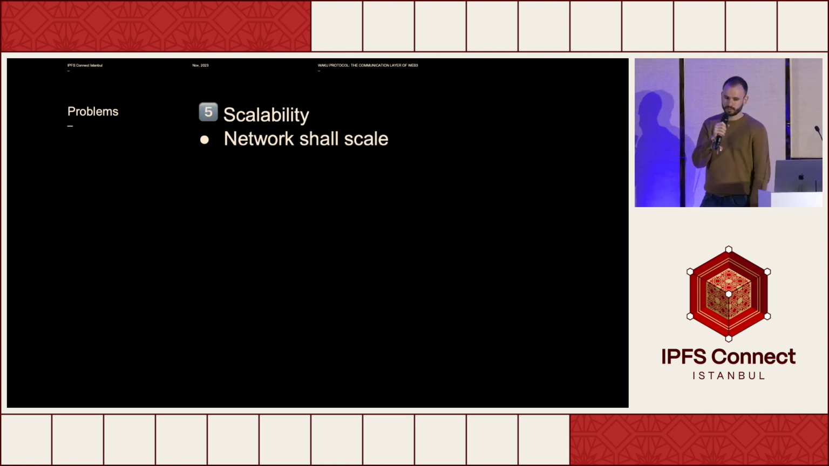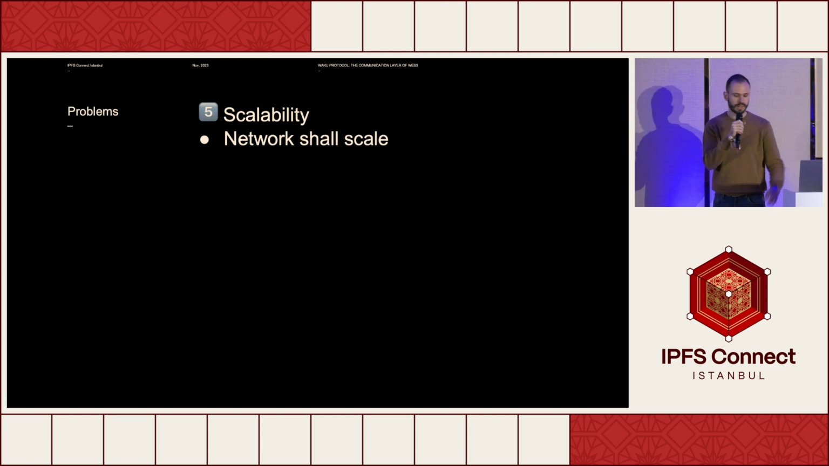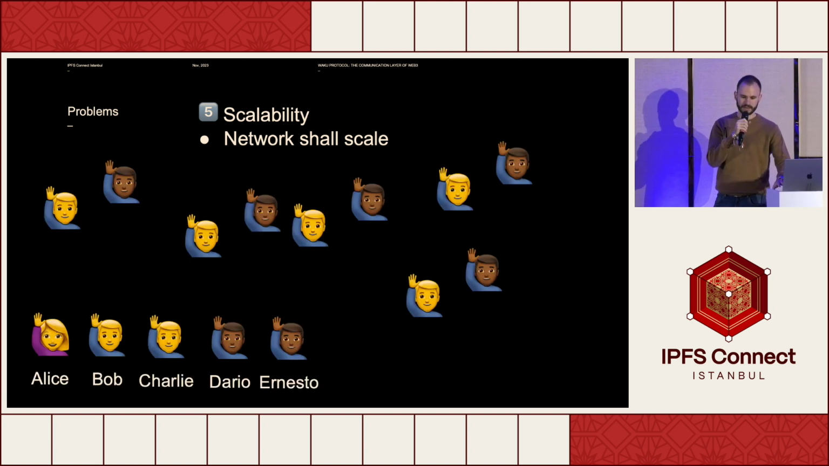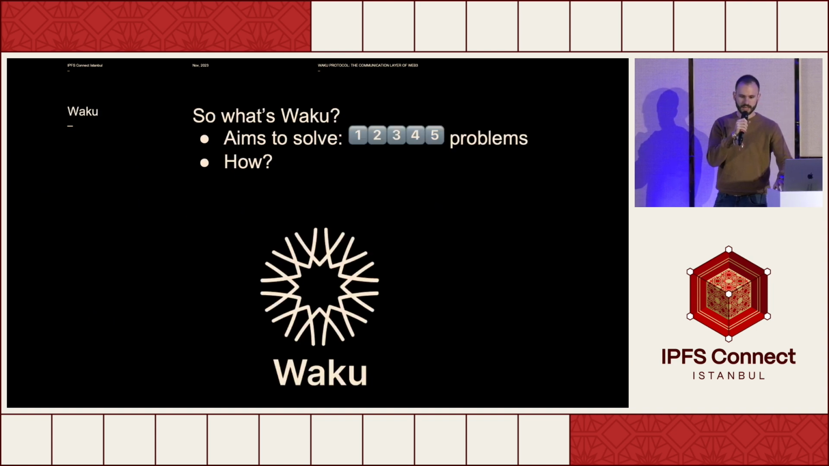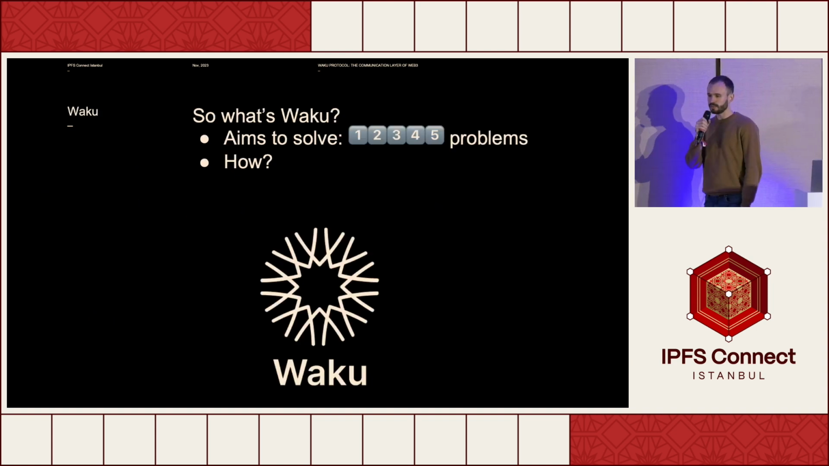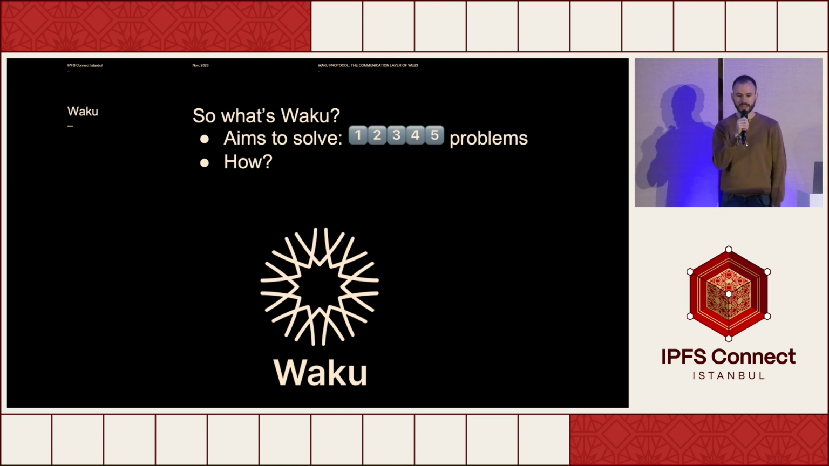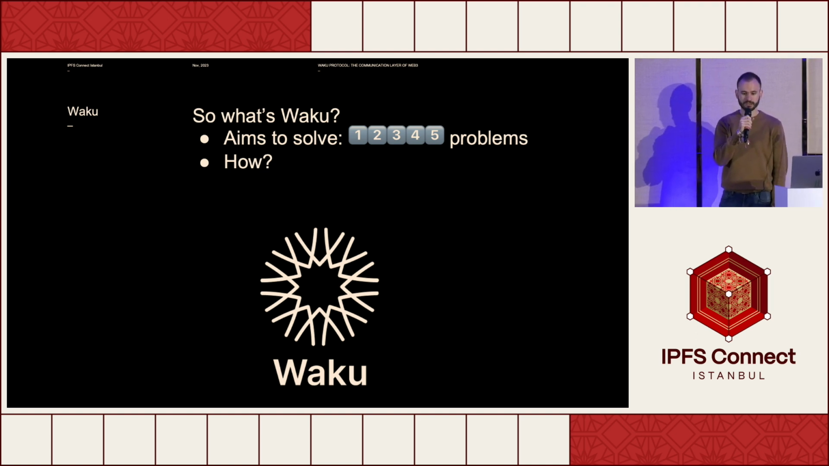And last issue, scalability. The network should scale, right? So we want to scale to many, many people. So what's WAKU? WAKU is the protocol that is being built by Status, and it's being used by different companies right now. We have an open testnet that you can join, and it aims to solve all these five problems.